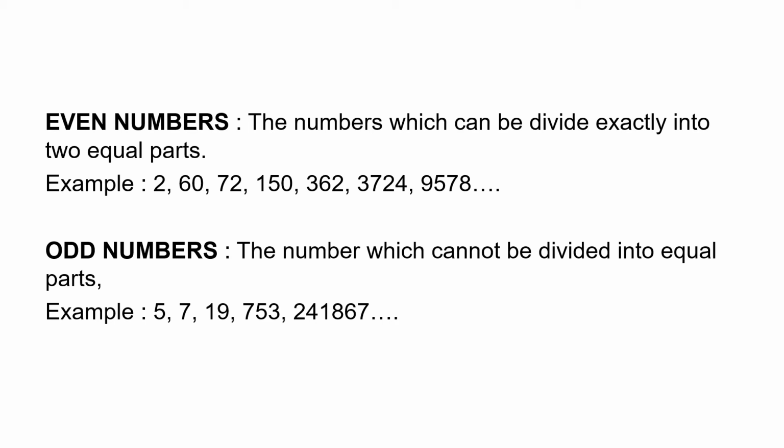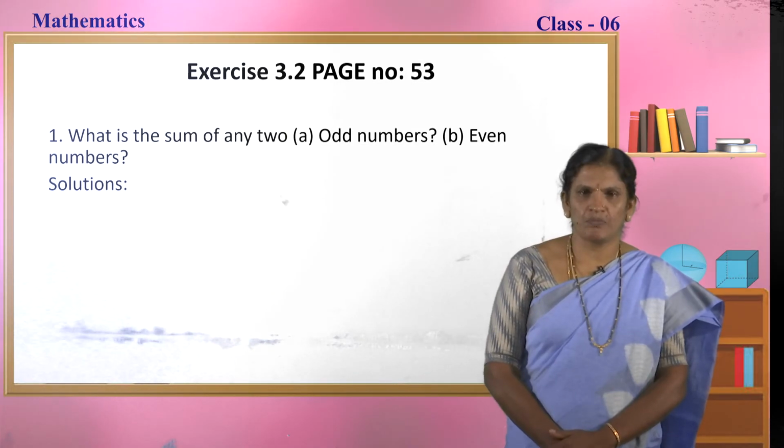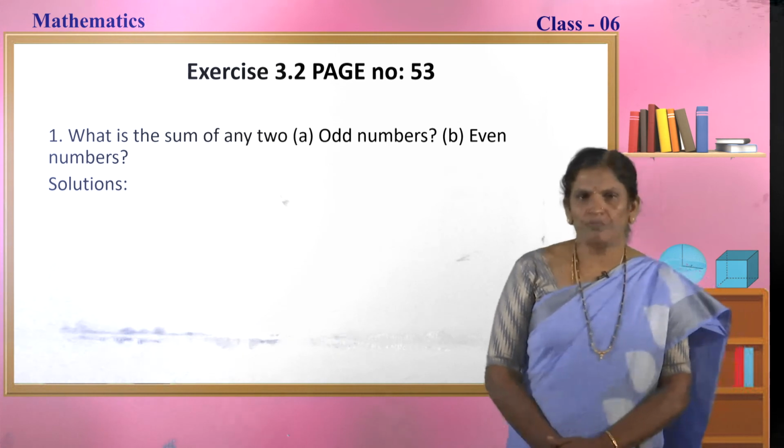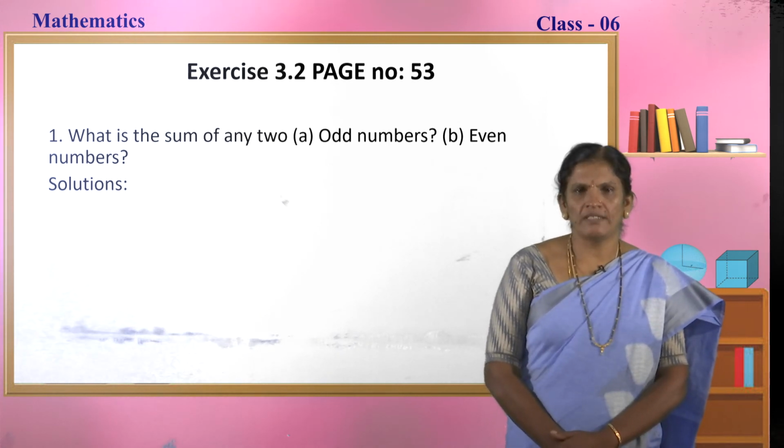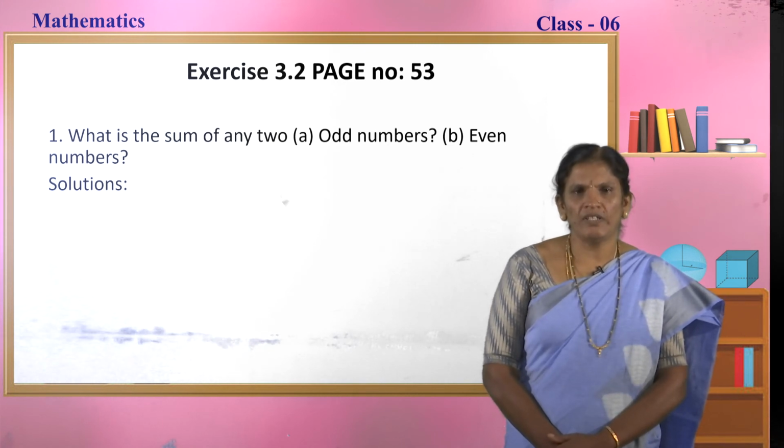If the number is big, by seeing the ones place digit we can tell whether it is odd or even. Now come to the exercise part, children. Let us solve the problem. First question: what is the sum of any two odd numbers and any two even numbers?